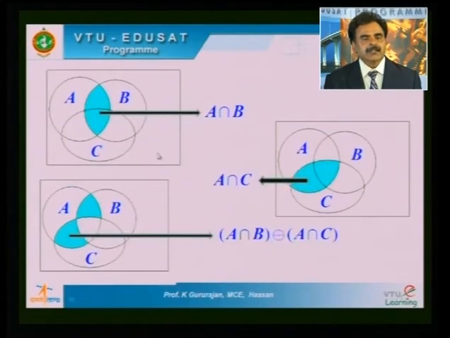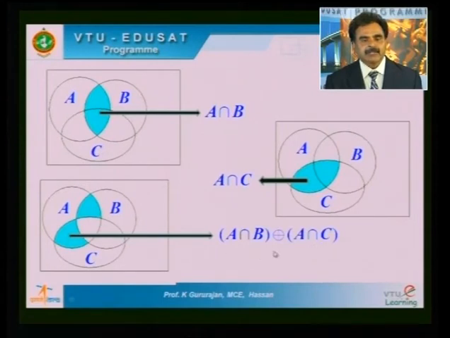So similarly, now I will construct the Venn diagram of A intersection B. This is the common portion to A and B. Am I right? This is the common portion to A and B. Then this is the common portion to A and C. This is the set A, this is the set C. The common portion to A and C is this. Now I need to find A intersection B plus A intersection C.